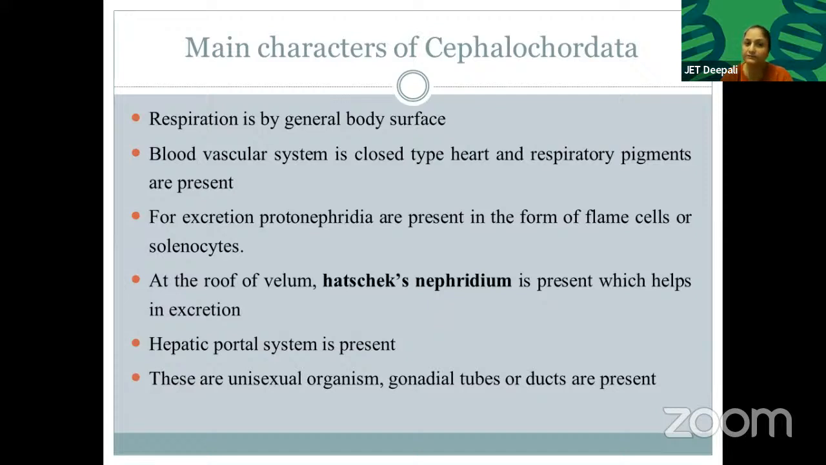Blood vascular system is closed type; heart and respiratory pigments are absent. For excretion, protonephridia are present, and they are called Hatschek's nephridia. It is important, because a special name is given to their nephridia. Hepatic portal system is present. These are unisexual organisms, means both sexes are present in different organisms. Gonadial tubes or ducts are present.